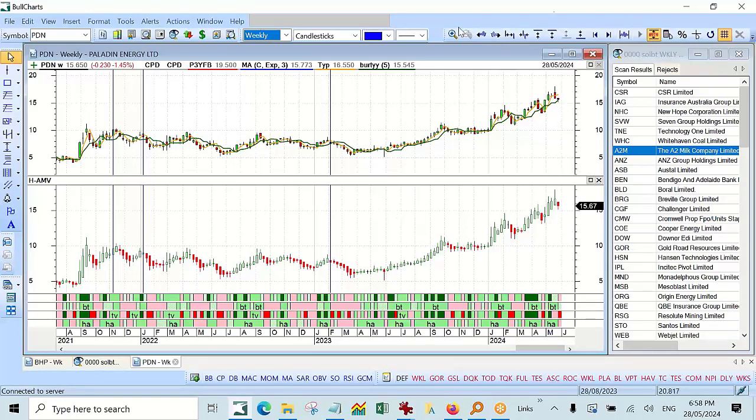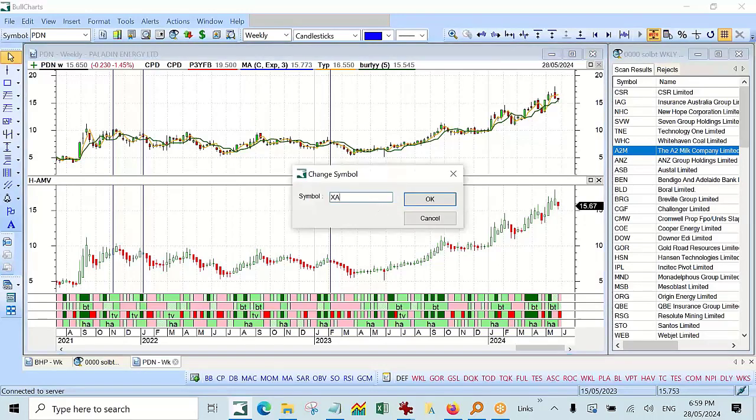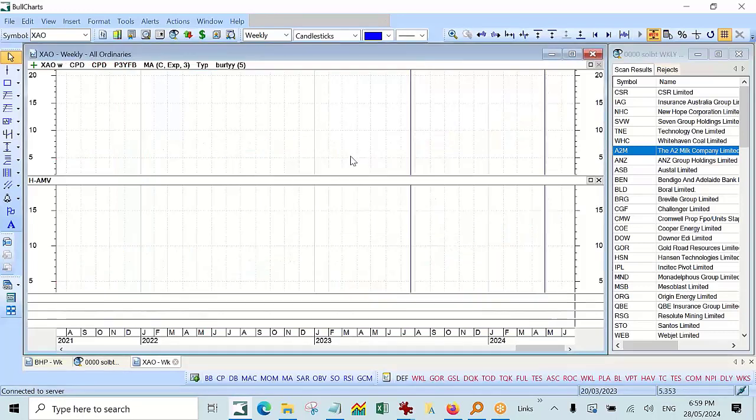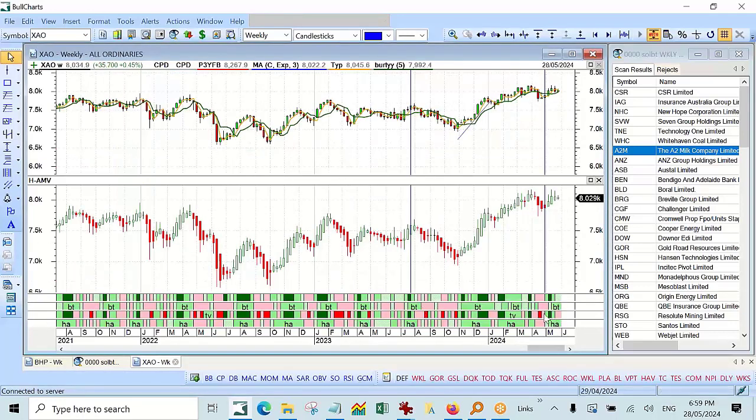Oh, just one last thing I forgot to mention. You could use it on the AXO simply to measure whether you think the market's bullish or bearish. Yeah, like a market filter. Yes, yeah. There you go.